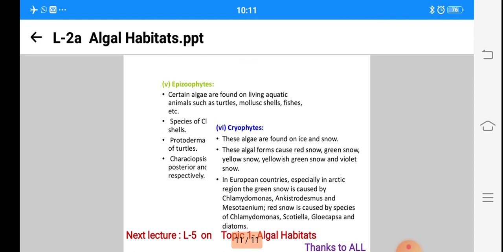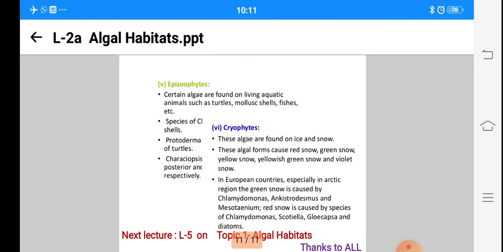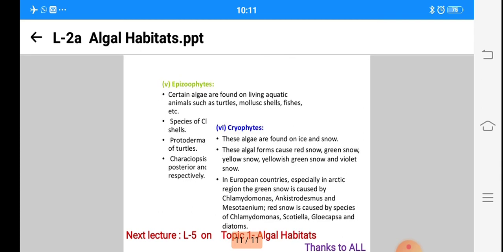And lastly, there are some Zoophytes. Certain algae are seen in mollusks, turtles, and fishes, right. Here you are observing the snow or the ice, right. These algae commonly, for example, Chlamydomonas, Scotiella, Gloeocapsa, and diatoms. So these are some habitats.